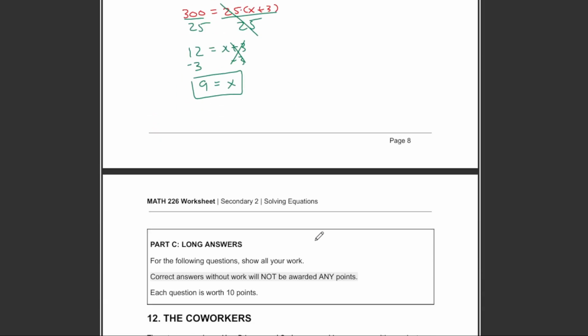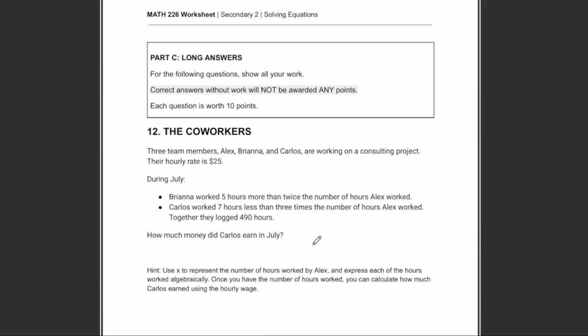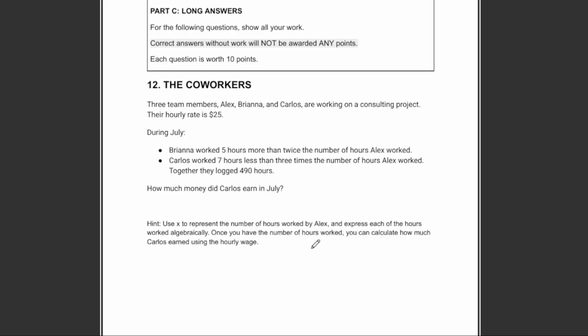Now, on to the long answer questions. So we know Alex, Brianna, and Carlos are working on a consulting project. Their hourly rate is $25. Now remember, for these types of questions, read the question very, very carefully.